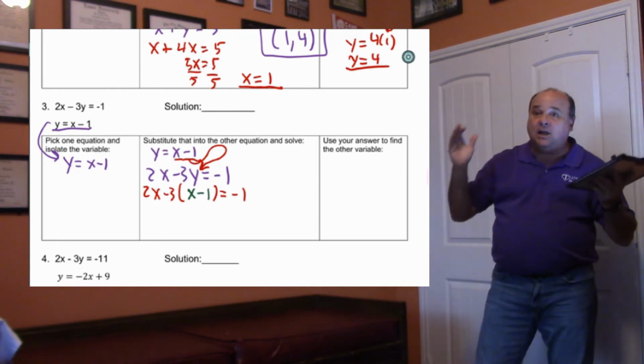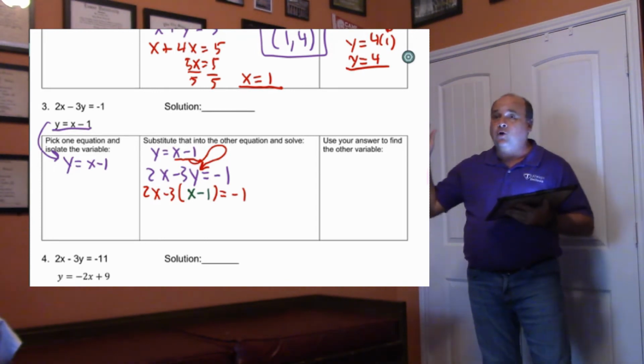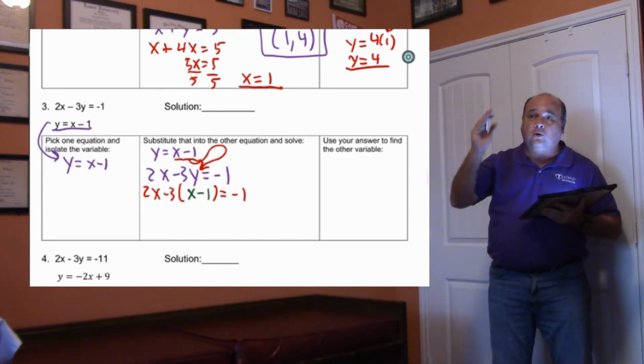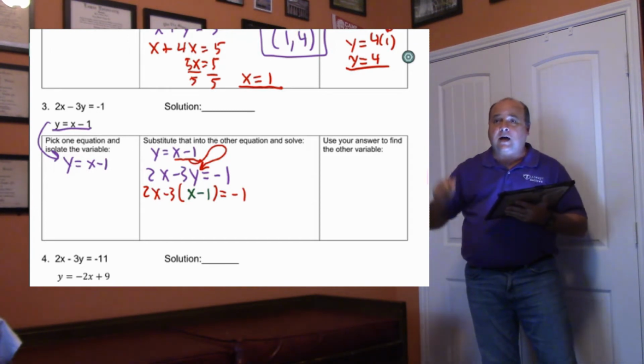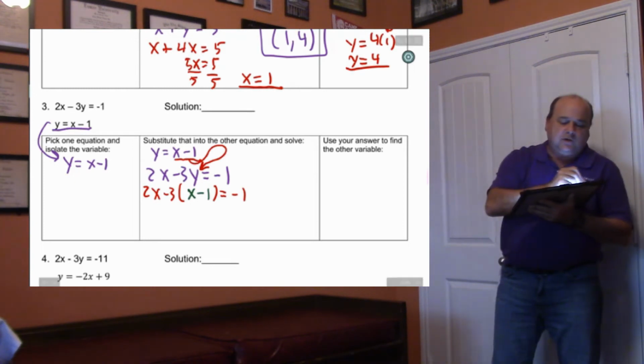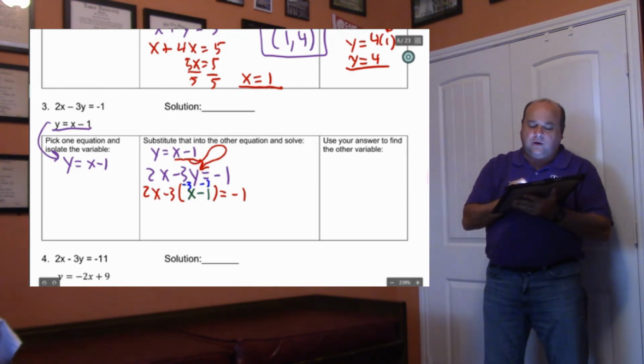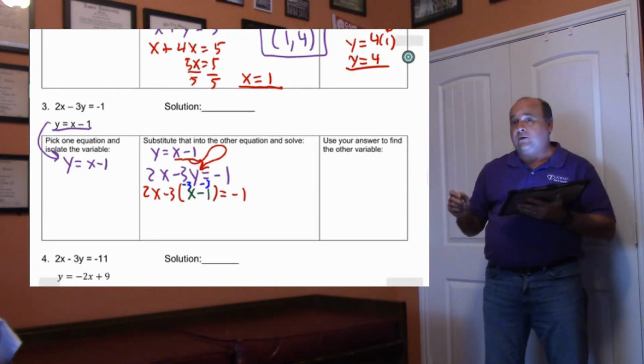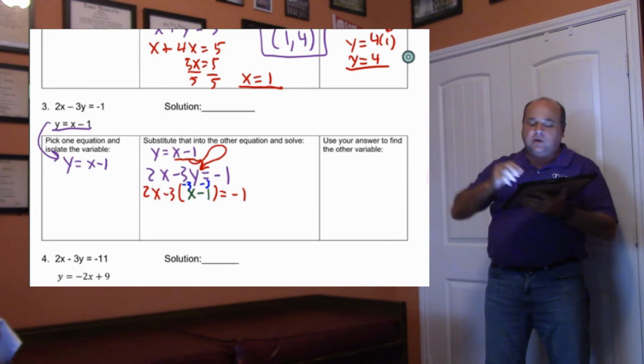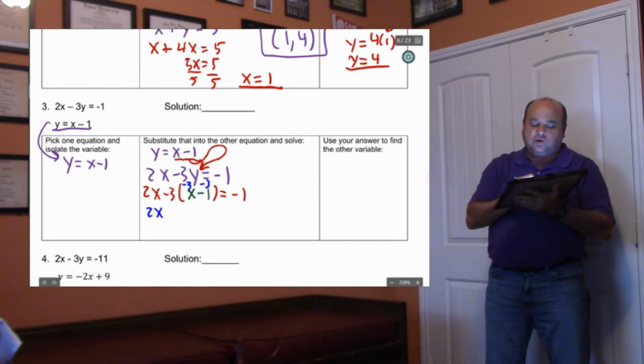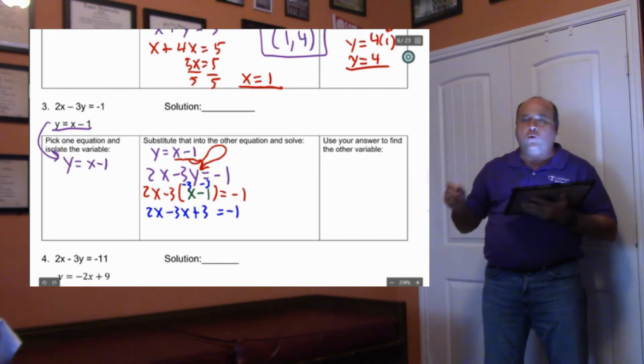There is a lot of integer math in this. If you're weak with your integers, this will be hard. You got to use a calculator and work it out. Okay, so now then I'm going to distribute the negative 3. This is going to be a little bit harder because we have the parentheses. So I've got to distribute the number in front of the parentheses. So 2x minus 3x plus 3 equals negative 1.